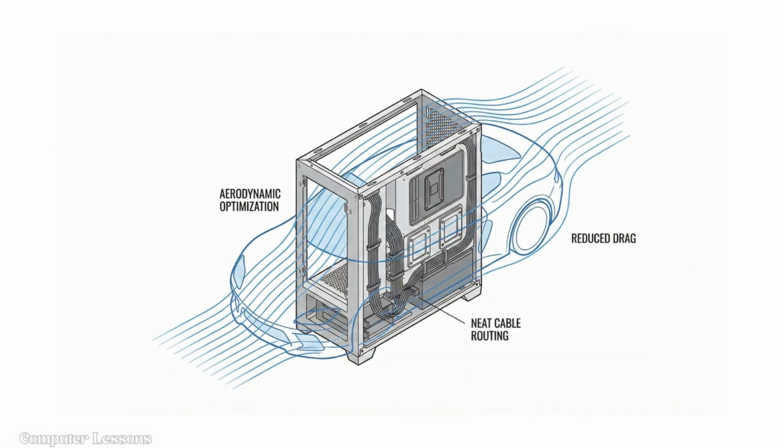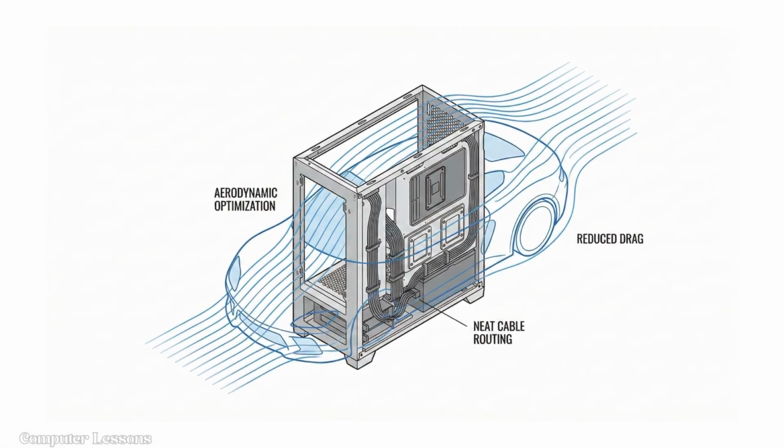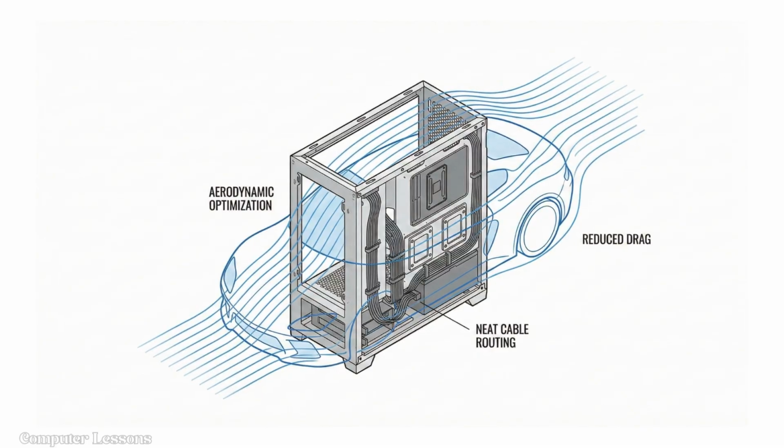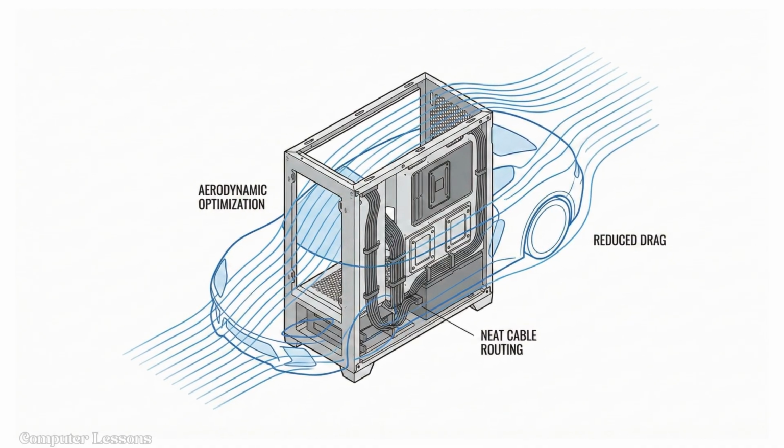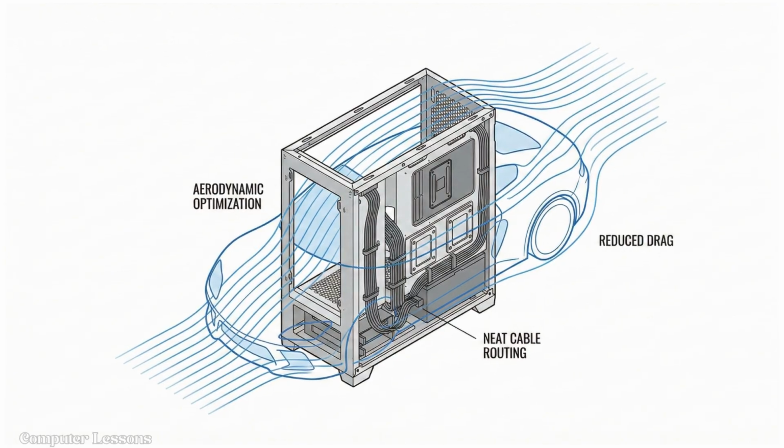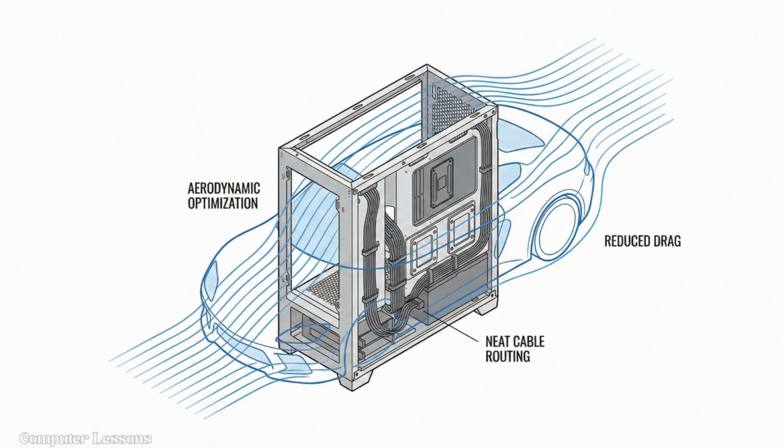By routing cables behind the motherboard tray and tying them down, you are aerodynamically optimizing your machine. You are reducing drag. It is the same principle used in automotive design applied to your desktop computer.